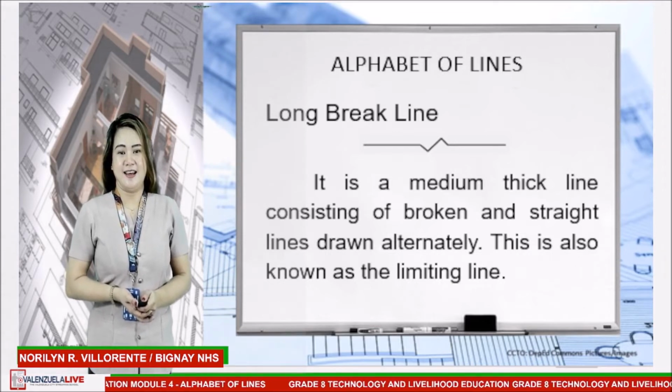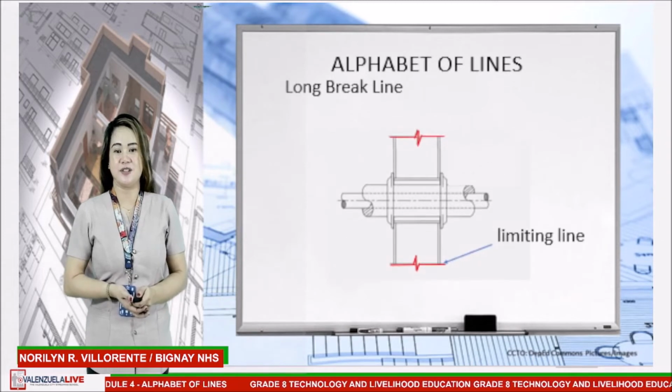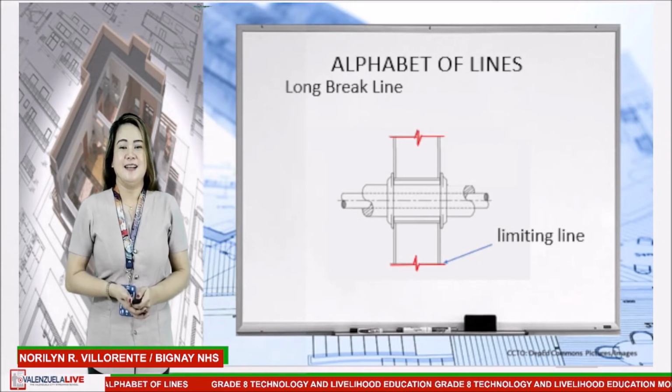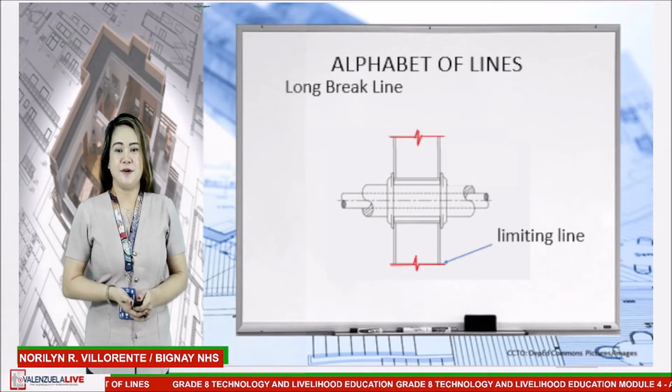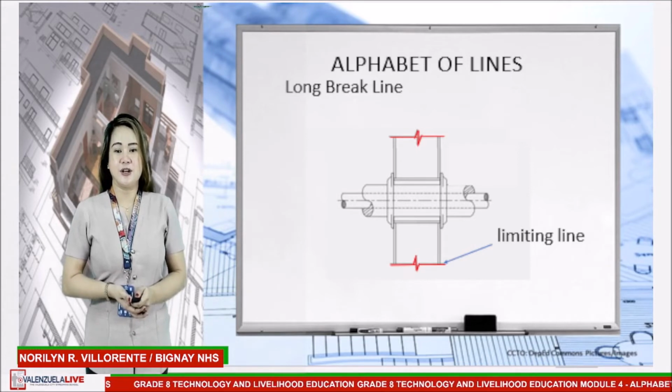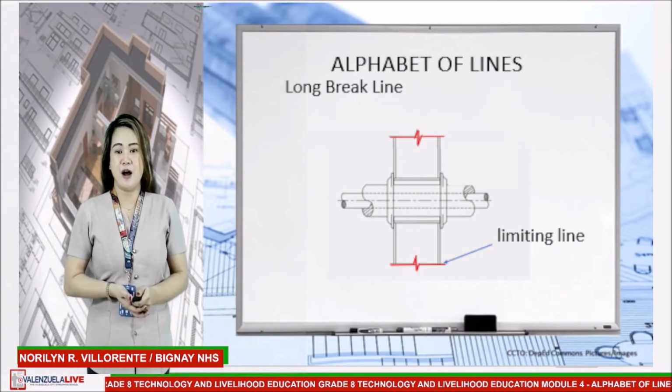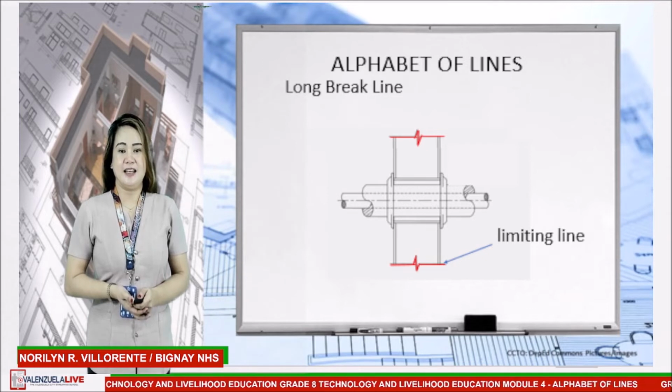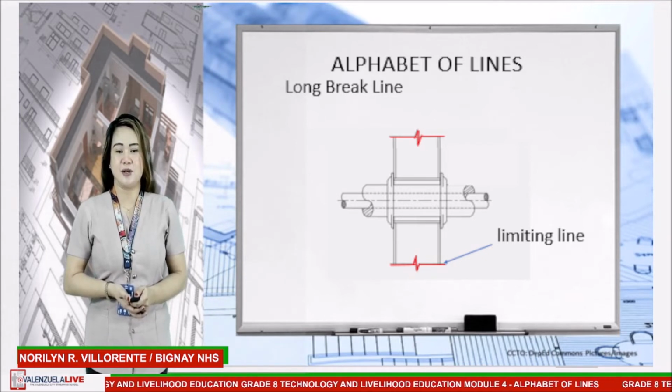Long break line is used if the distance to traverse is long. The line is used for limiting the length, to shorten the elongated or very long object so that it can be shown without changing the size of its view.